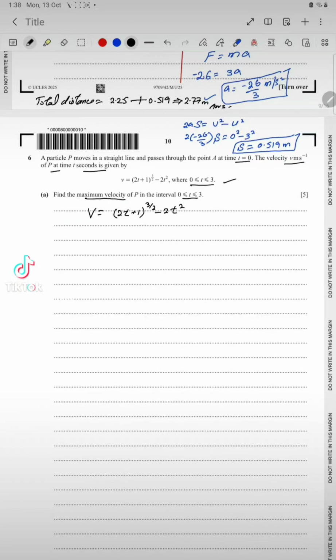For the maximum velocity, we need to find dv by dt and equate to 0. Maximum or minimum, we find the differential and equate to 0. So dv by dt is what? You can solve it: 3 by 2, the differentiation rule, 1 by 2 times 2, minus 4t. Once you put this equal to 0, the 2 will cancel. We get 3 times root of 2t plus 1, minus 4t equal to 0.